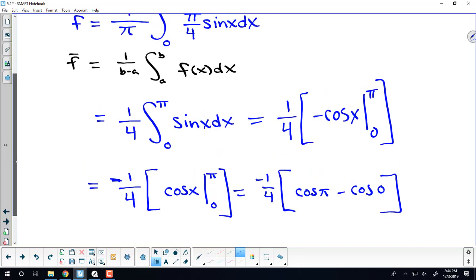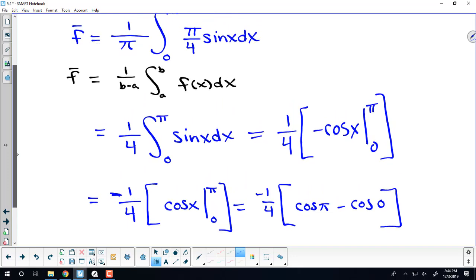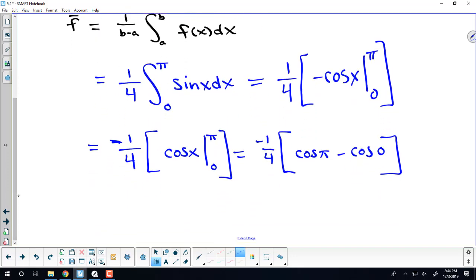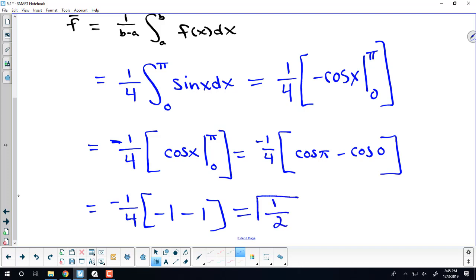Is everybody all right with what we've done? This is the average value that we're computing. So we have our negative 1/4, negative 1 for cosine of pi, minus 1 for cosine of 0. So we've got a negative 1/4 times negative 2, which is positive 1/2. So on average, that function that we looked at just a minute ago, the y values are 1/2.